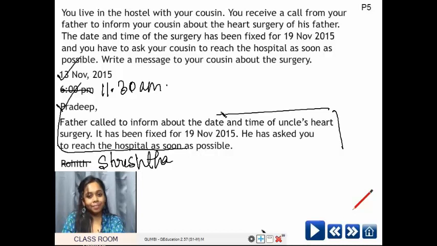Your father's surgery is on the 19th. You be there in the hospital as early as possible. The other details Pradeep can call and find out, students. So this urgent message, the most urgent point, has been passed on to Pradeep. So this is how you have to write a message. It has to be short, but it has to be to the point. The most important point has to be passed on.